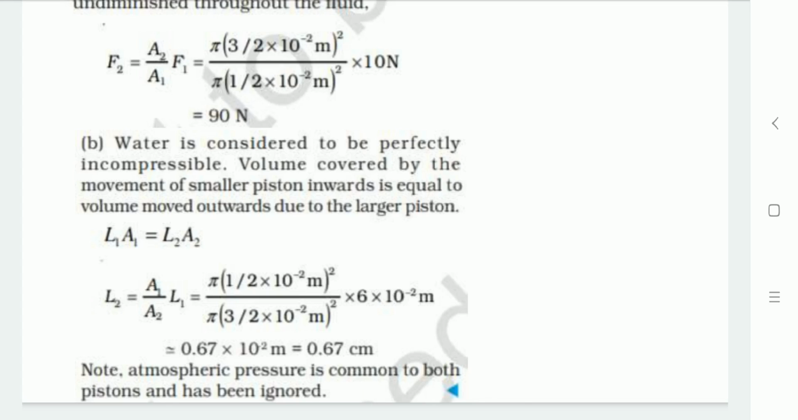So here atmospheric pressure is the same on both the pistons, and there is very small variation available in the distance covered by the larger piston. So here these changes can be very much small.